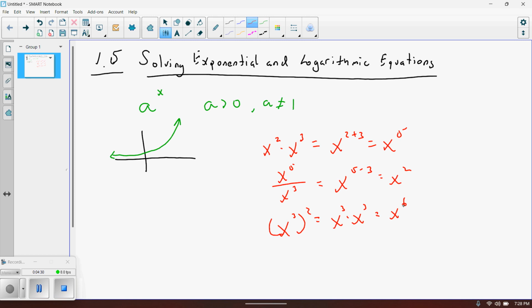All right, that was a very brief look back at properties of exponents. There are other properties of exponents that you probably should know. You should know that any number raised to the 0 power is 1.